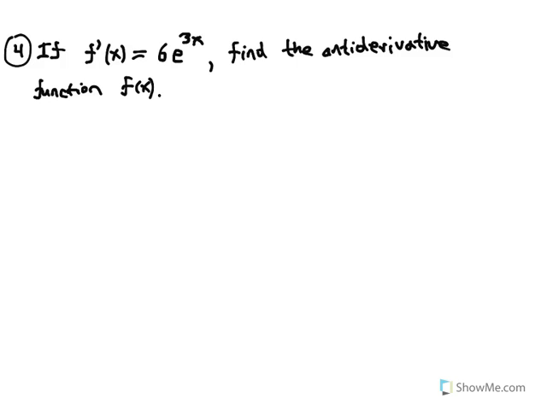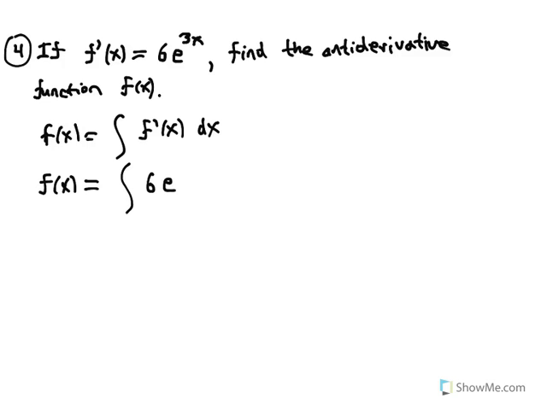In this example, we have f prime, and we want to find an antiderivative function f of x. So to find an antiderivative is the same as saying finding an indefinite integral. So we can find f of x by taking the indefinite integral of f prime of x. This means we're finding what we call an antiderivative, or a function whose derivative will be f prime of x.